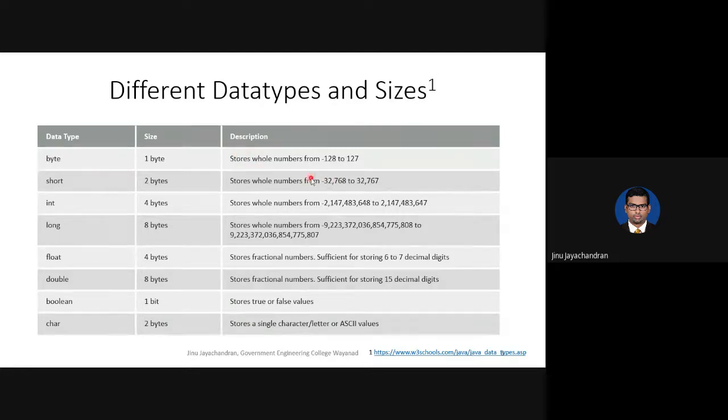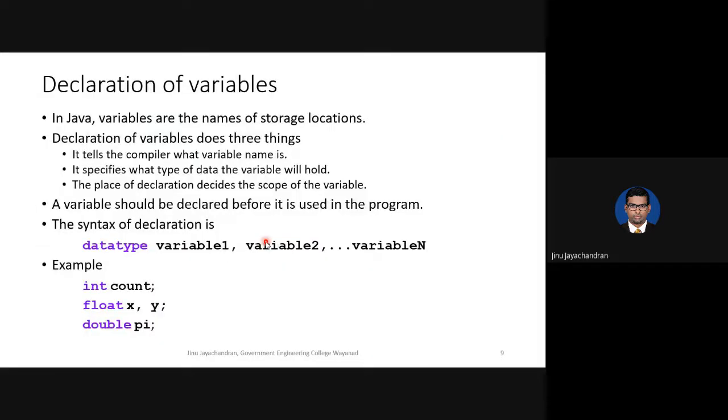So byte can store from -128 to 127. But when you go to long, since there are 8 bytes, it is possible to store values from -2 raised to 64 to +2 raised to 64 -1. Okay, that much value can be stored. Again, you can see that the maximum value is very, very high. It is in terms of trillions or zillions. Okay, so this is the data type and the corresponding sizes.